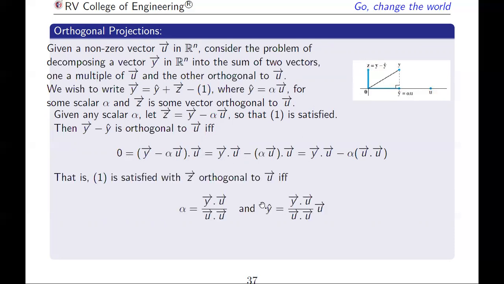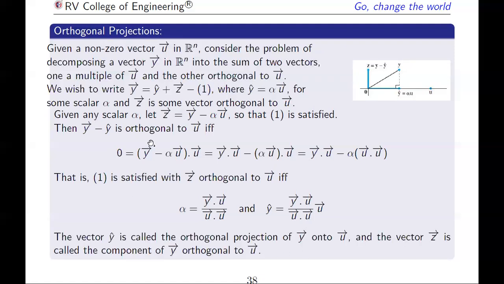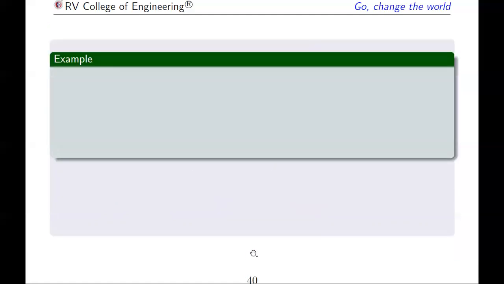and on simplification it yields that alpha equals y dot u by u dot u, and we can express y cap as a multiple of u: y dot u by u dot u times u. So here y cap is called the orthogonal projection of y onto u, and z is the component which is orthogonal to u. So next let us consider an example to observe the above said things.